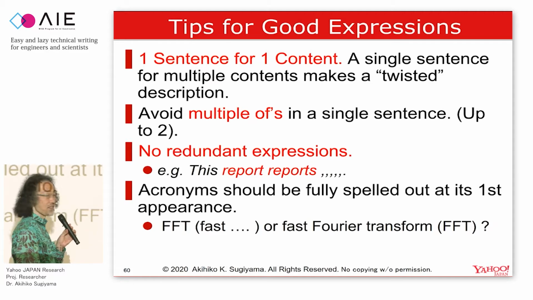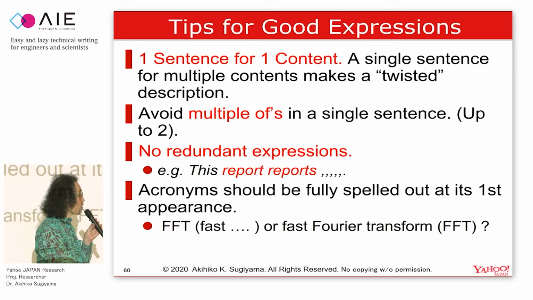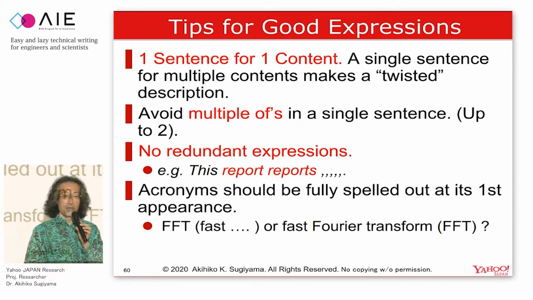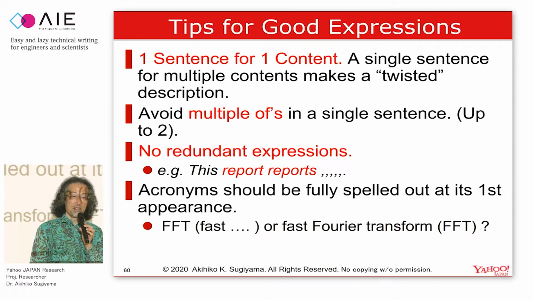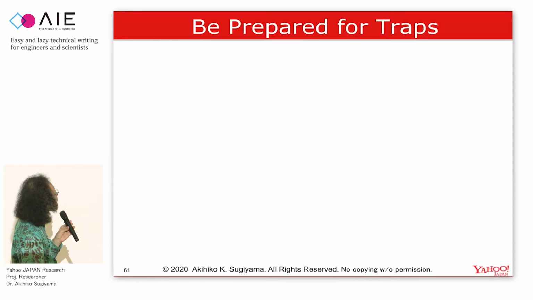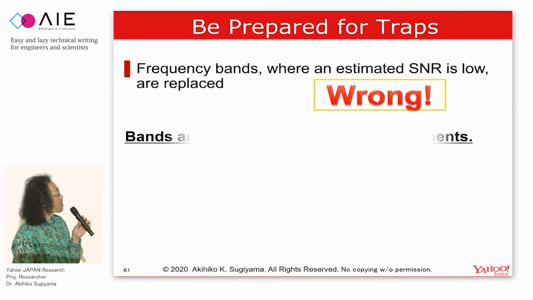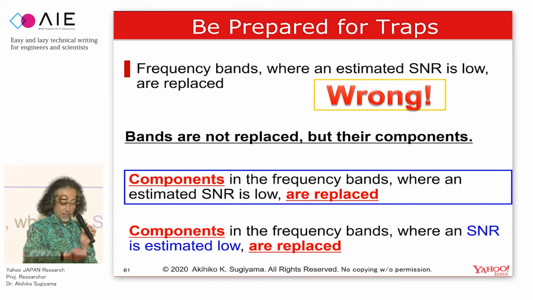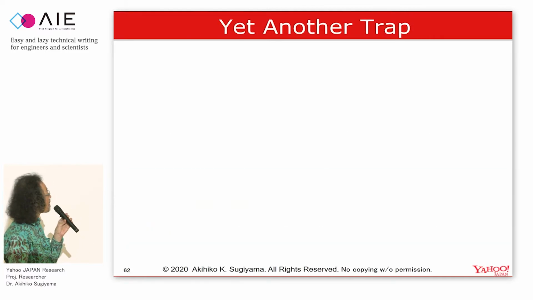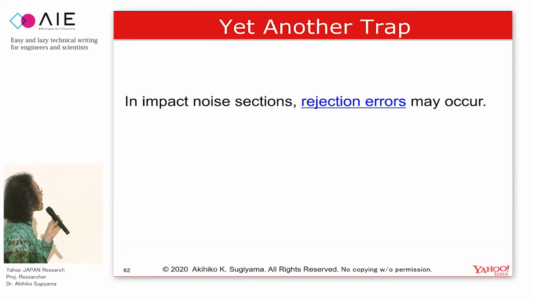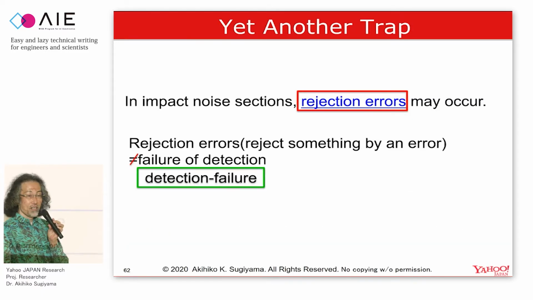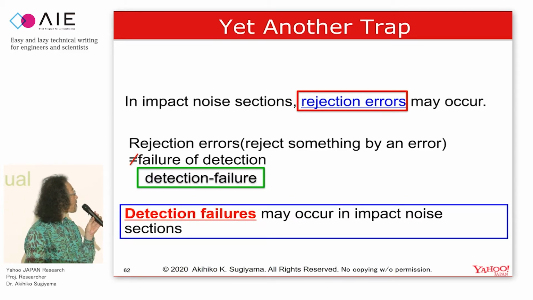Okay, remember, this is a very important thing. And always don't forget to put fully spelled words for each acronym when it appears for the first time in your paper. I have some examples of traps, but because of the time constraint, I will just skip it. There will be more interesting contents in the following pages.